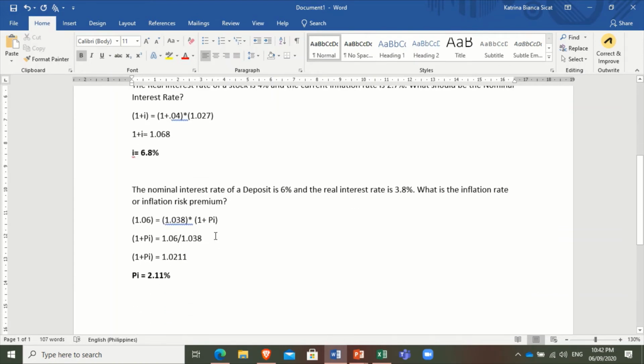Now, for the third problem, we're looking for the inflation risk premium or the inflation rate. Again, using the same formula, i-apply lang natin yung methodology ng algebra. Again, just using the same concept, ililipat lang natin tong 1 plus I dito sa left side natin. You will get 1.06 divided by 1.038 para mawala yon. Okay, magwa 1 po siya dyan. Maiiwan po ito. Okay, you will get 1.0211 and then subtract 1 from that. You will get 0.0211 and multiply that to 100%, you will get 2.11%.